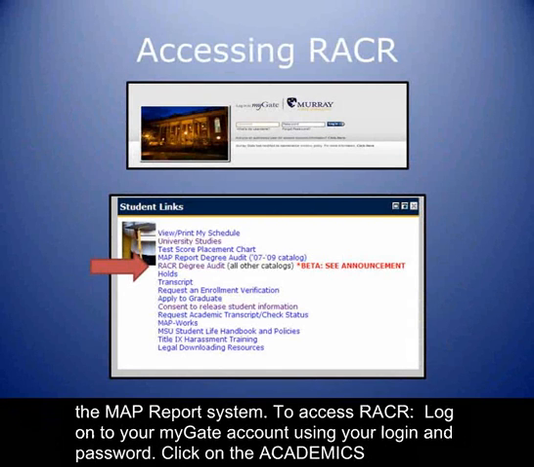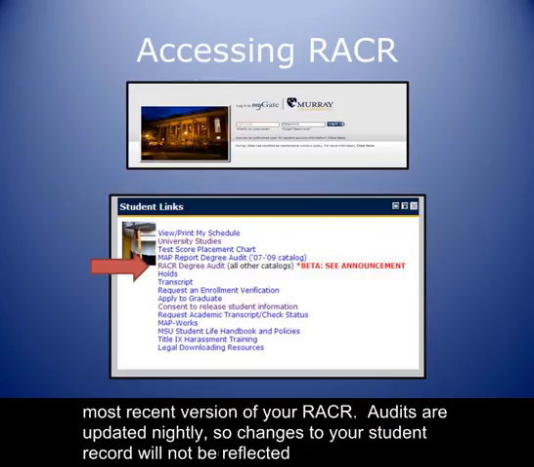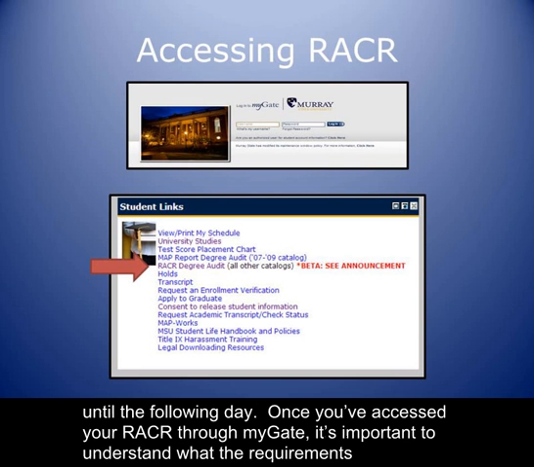To access RACR, log on to your MyGate account using your login and password. Click on the Academics tab. Scroll down to the Student Links heading and click on the link to RACR. This link will automatically default to the most recent version of your RACR. Audits are updated nightly, so changes to your student record will not be reflected until the following day.